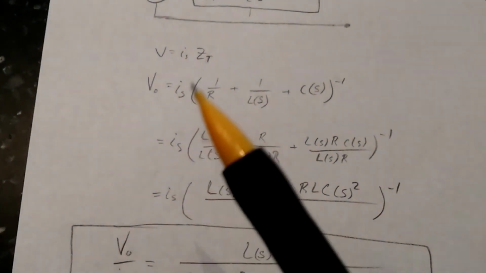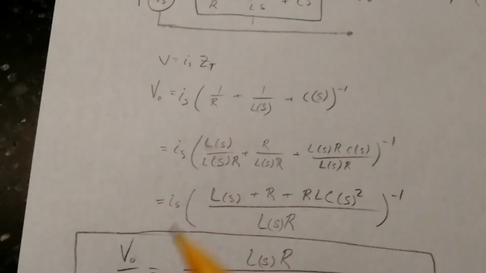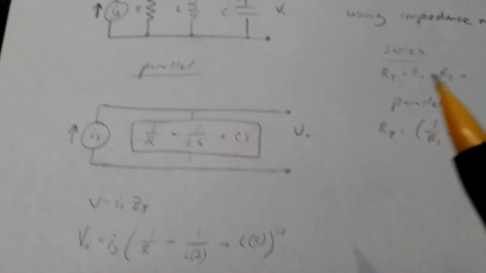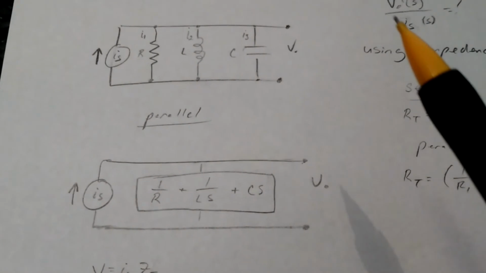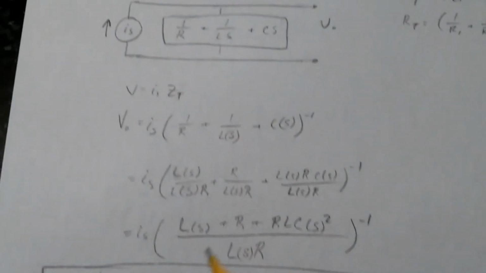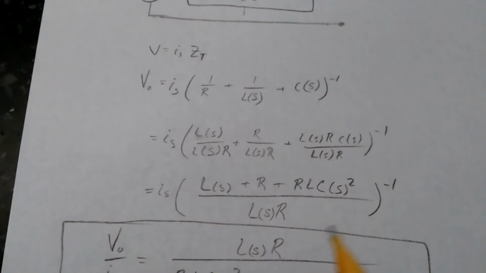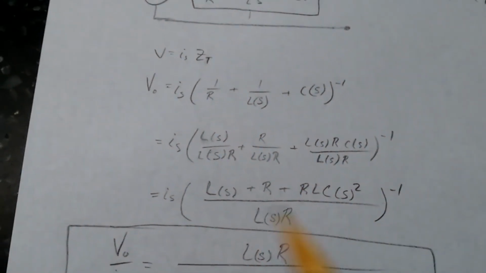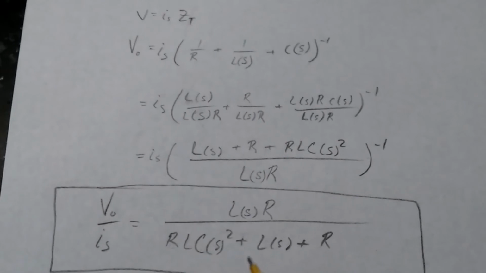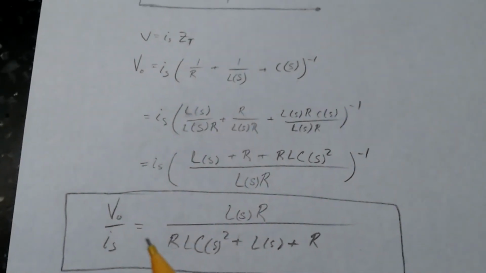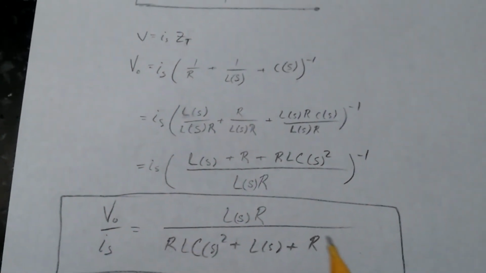If you remember, the original question was to get the transfer function V over I_S, just simply by dividing by the current and taking the inverse of our impedance. We get our final expression for our transfer function here.